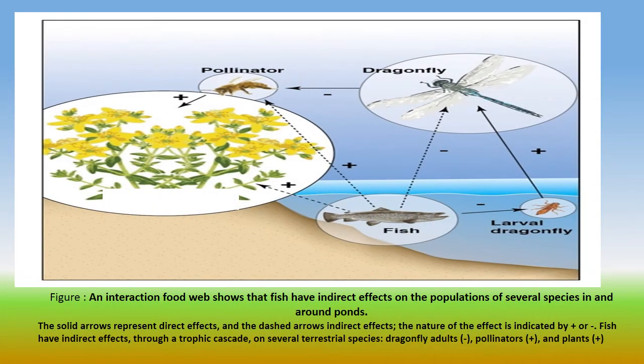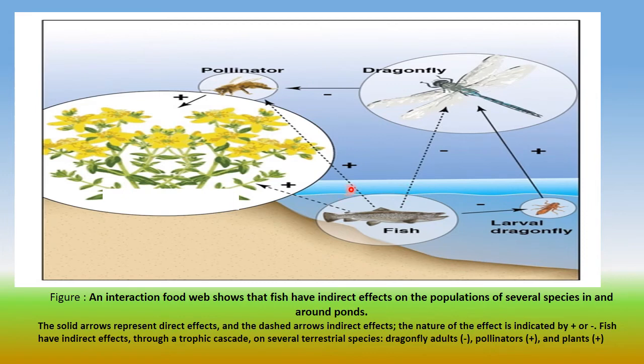Well, here's the best example of an interaction food web. This is the interaction food web of an aquatic ecosystem. The solid arrows represent direct effects and dashed arrows indirect effects. The nature of the effect is indicated by plus or minus.